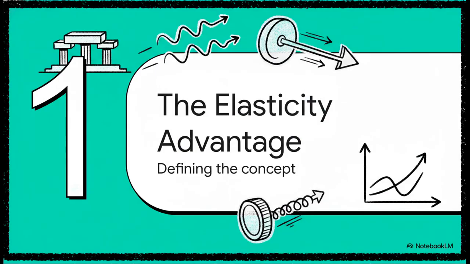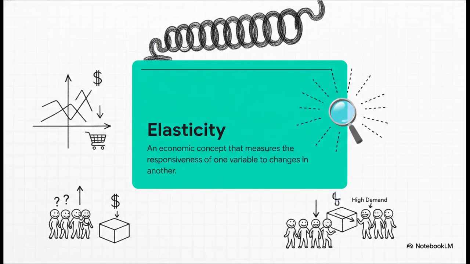Okay, Section 1. Before we can really use this thing, we've got to be crystal clear on what it is. So let's lay that foundation. What exactly is the elasticity advantage? You know, at its core, elasticity is really just a measure of sensitivity. That's it. It answers the question, how much does one thing change when you change something else? And most of the time, we're talking about how much demand for a product changes when its price goes up or down. If people are super responsive, we call it elastic. If they barely react, it's inelastic. It's a simple idea, but trust me, the implications are huge.